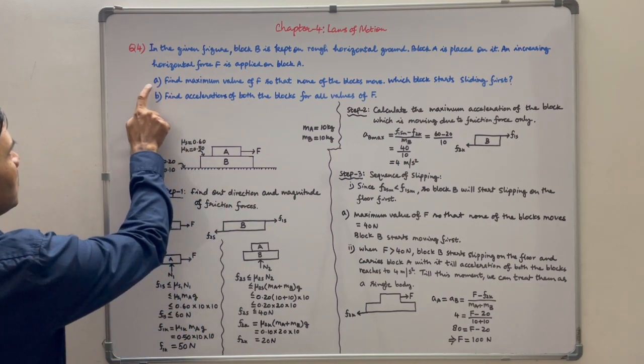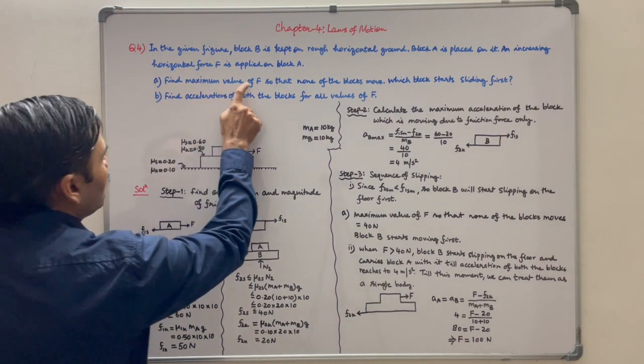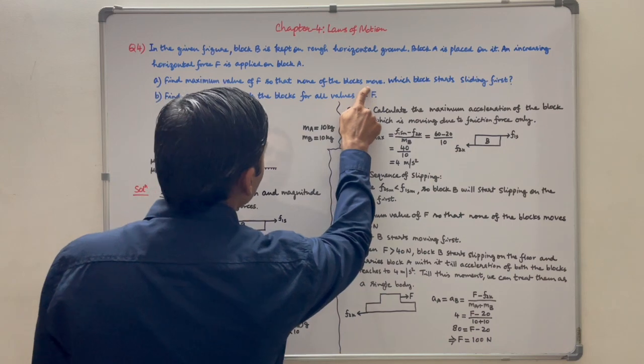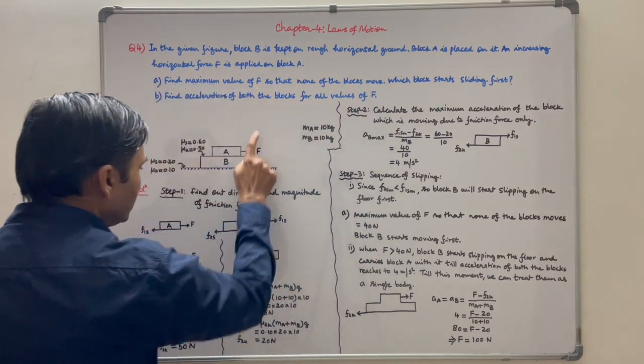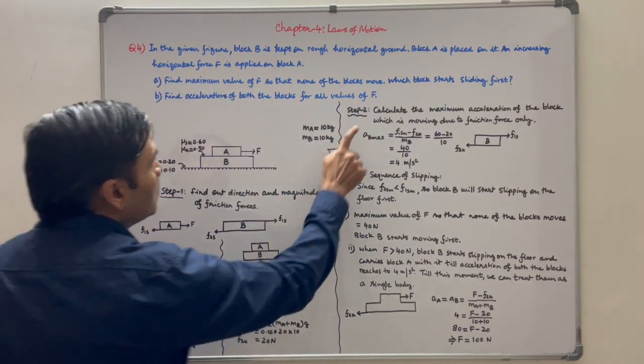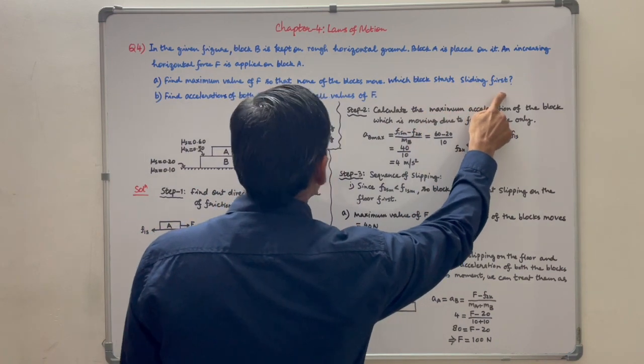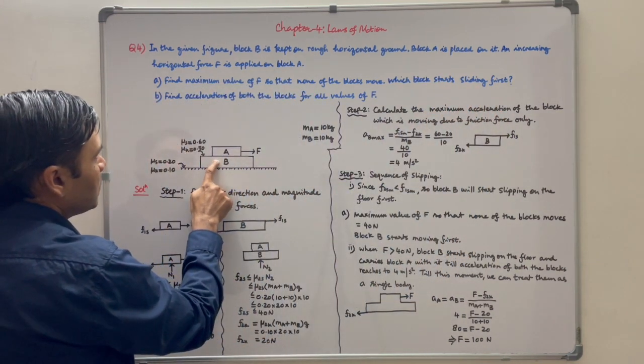Now we are ready to answer part A. Find the maximum value of F so that none of the blocks move. That maximum value of F is 40 Newton. Which block starts sliding first? Block B starts sliding first.